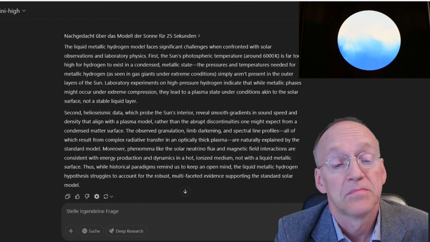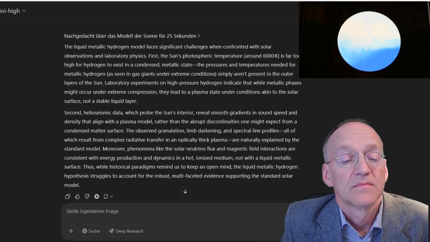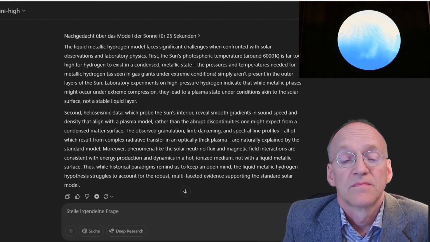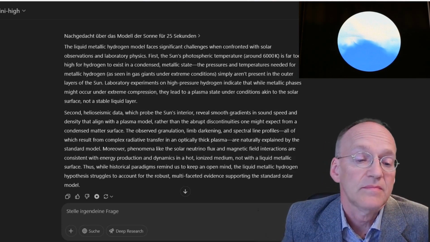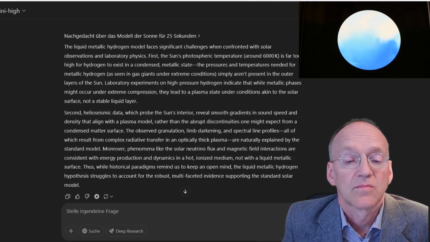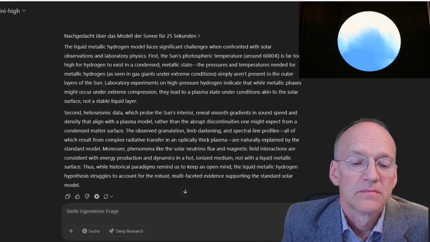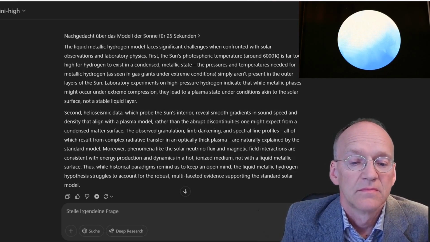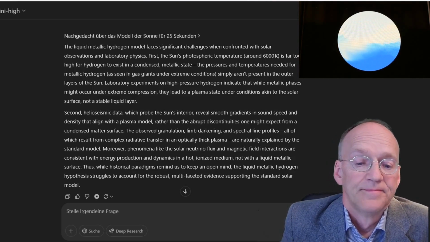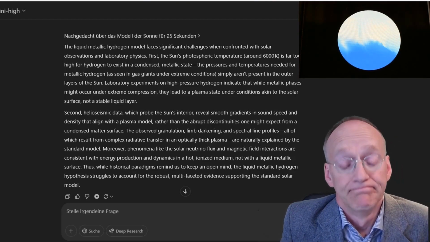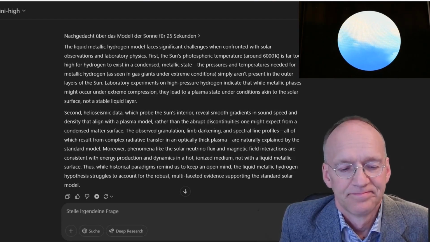The liquid metallic hydrogen model faces significant challenges when confronted with solar observations and laboratory physics. First, the Sun's photospheric temperature, around 6,000 K, is far too high for hydrogen to exist in a condensed metallic state. The pressures and temperatures needed for metallic hydrogen, as seen in gas giants under extreme conditions, simply aren't present in the outer layers of the Sun. Laboratory experiments on high-pressure hydrogen indicate that while metallic phases might occur under extreme compression, they lead to a plasma state under conditions akin to the solar surface, not a stable liquid layer.